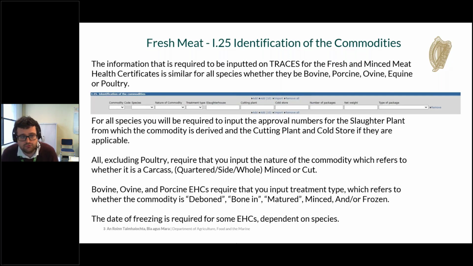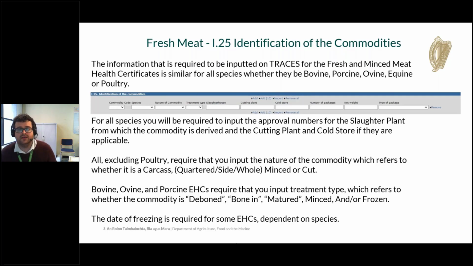All excluding poultry require that you input the nature of the commodity, which refers to whether it's a carcass, quartered, side, whole, and then also you can input whether it's minced or cut. The bovine, ovine, and porcine export health certificates require that you input the treatment type, which refers to whether the commodity is deboned, bone-in, matured, minced, and or frozen, and the date of freezing is required on certain EHCs, namely I believe it's the equine, the porcine, and I think possibly the ovine. But again, when you approach the TRACES system, that will become immediately apparent to you.